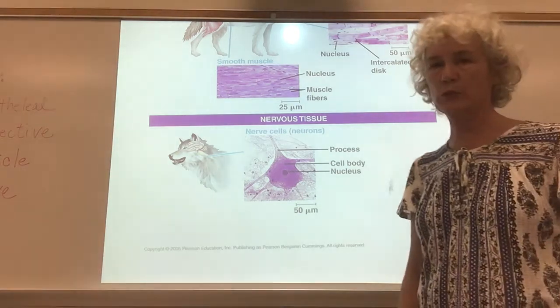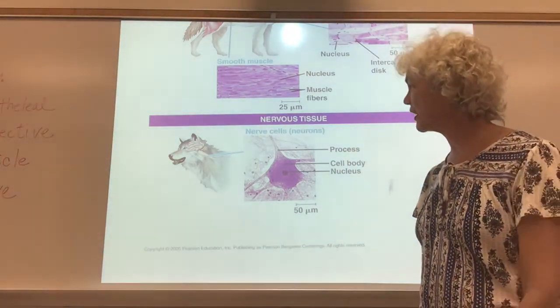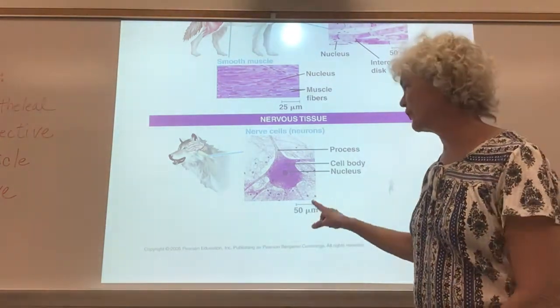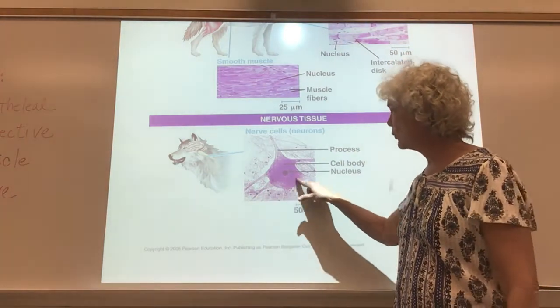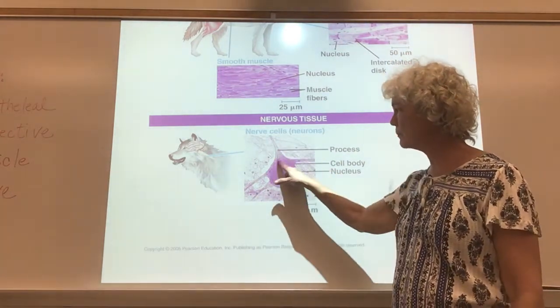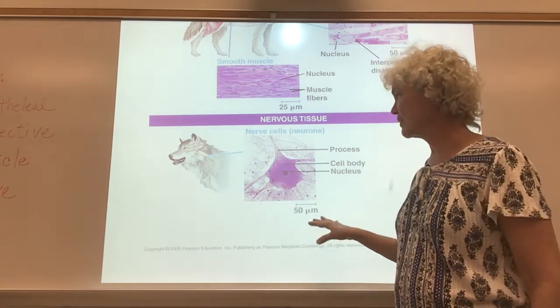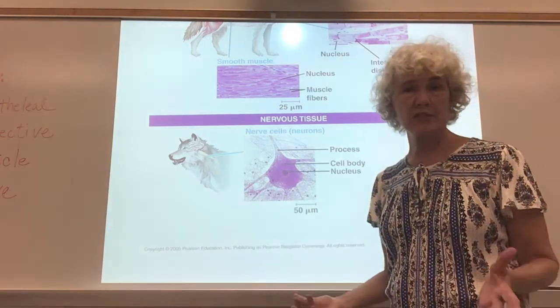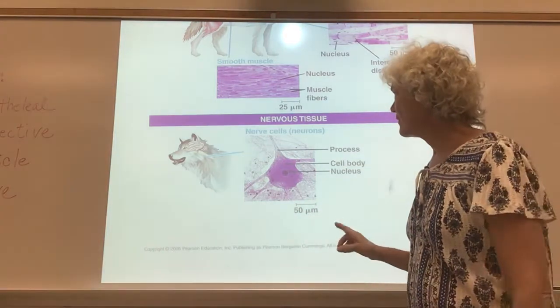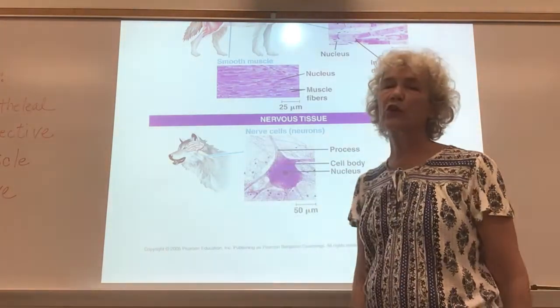Nerve is the last one. Nerve cells have a very particular look to them. They look very pronged with these axons sticking out. The cell body is here. That's the nucleus of the cell body. And there are these little processes called dendrites that stick out. Some of them are very long, and those are called axons.